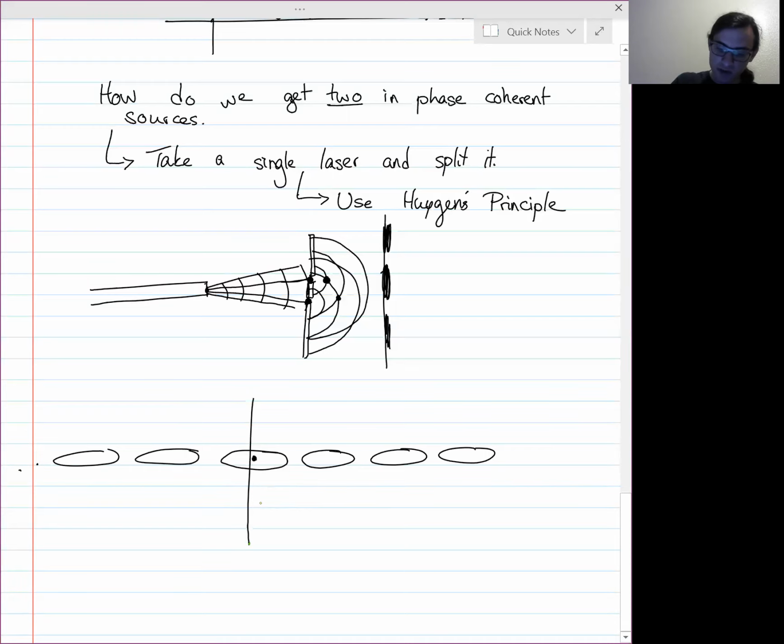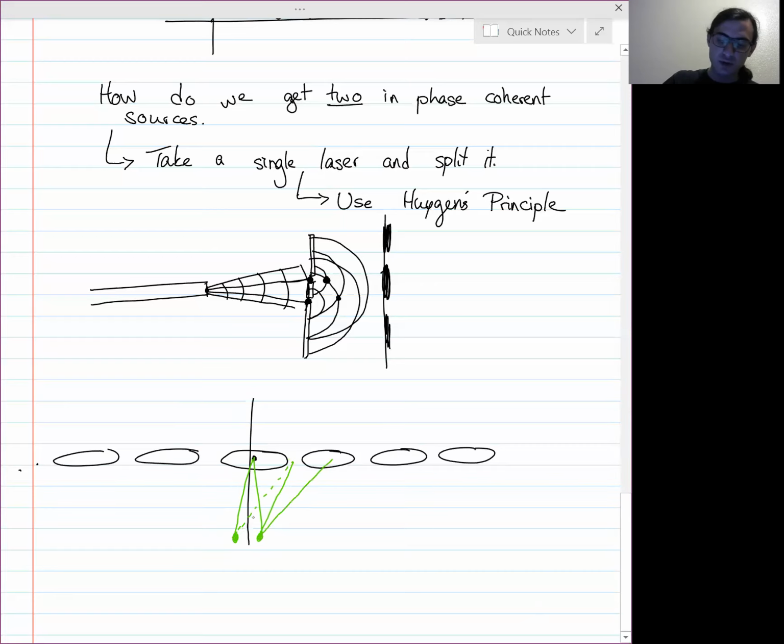So you have your light source coming in, like this. Light source, light source. The light that gets to the center will have traveled the same distance from both of them because it's symmetric, right? The light that gets to here, well, the light from the other source will have traveled half a wavelength further, and so you'll get destructive interference.